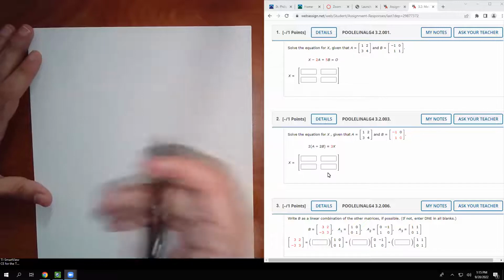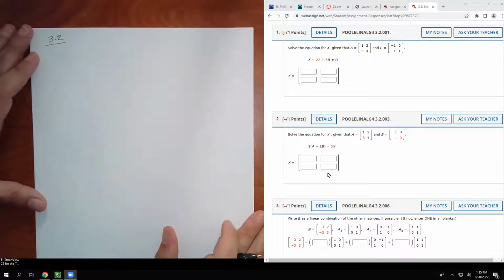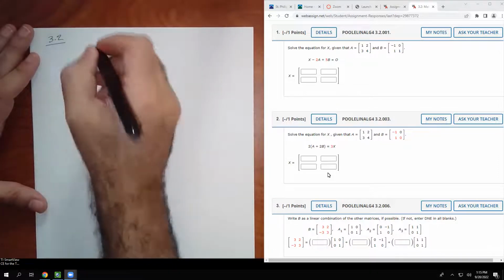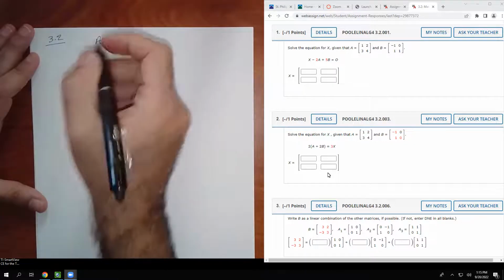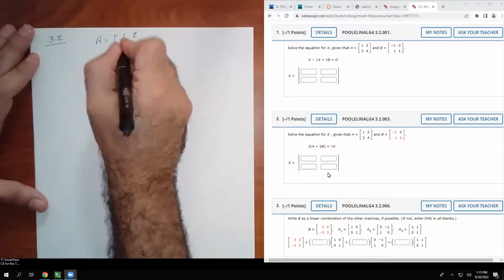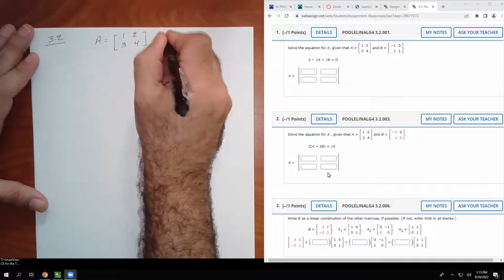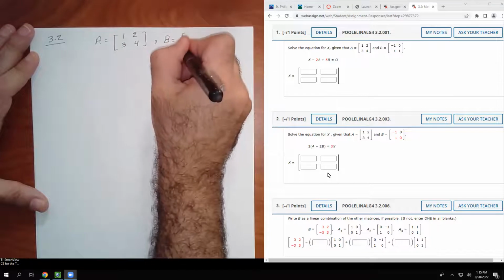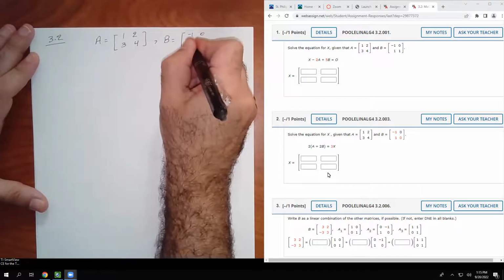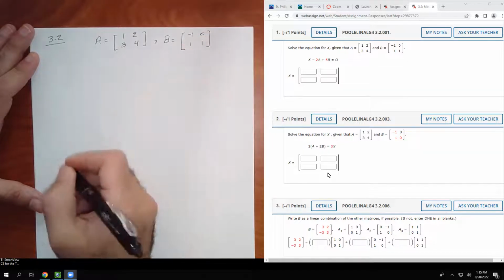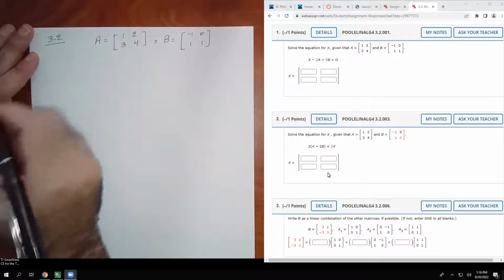So section 3.2, let's work on the first one. The matrix A equals 1, 2, 3, 4, and the matrix B equals -1, 0, 1, 1. Then they ask you to find the value of x, or solve the equation for x.